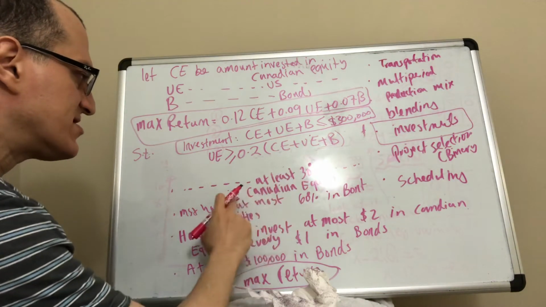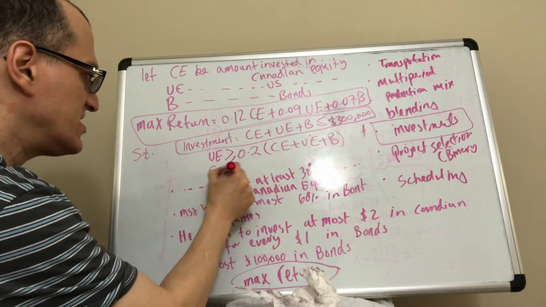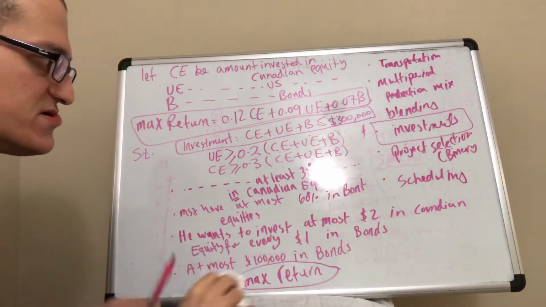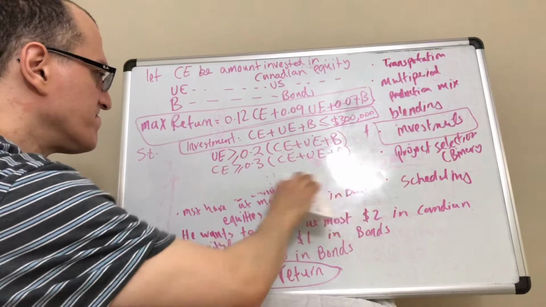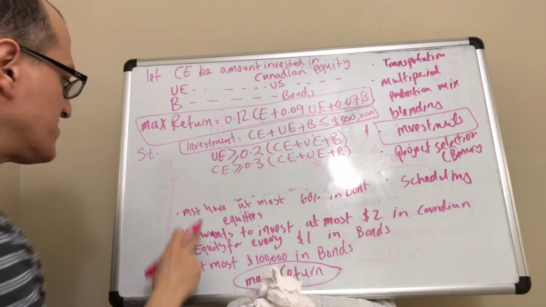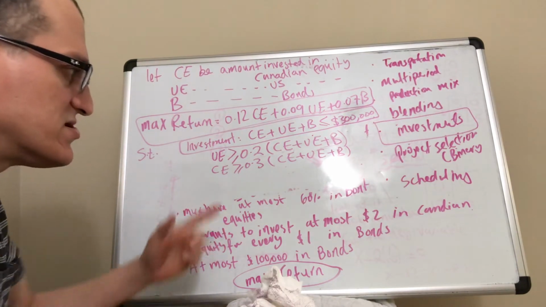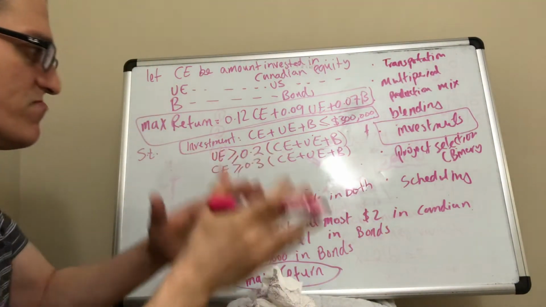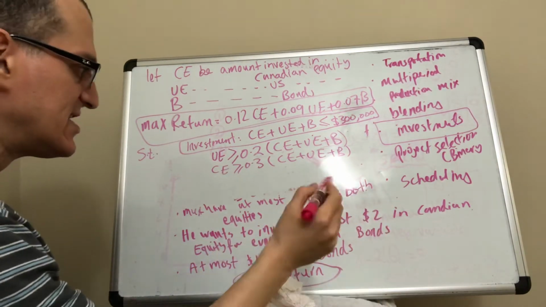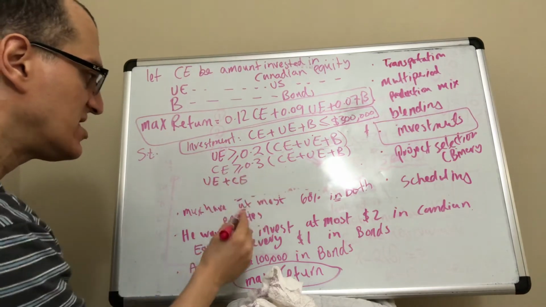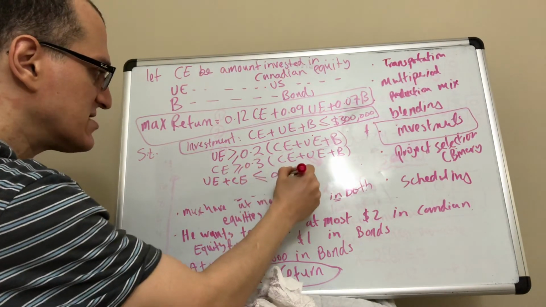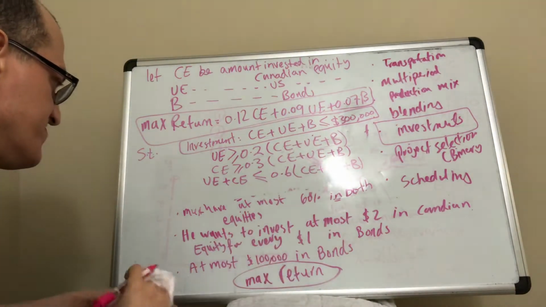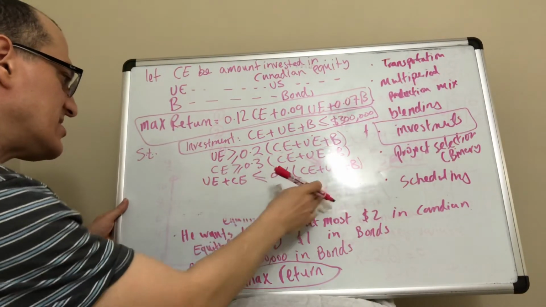And then again, at least 30% in Canadian. So in Canadian equity, you must have at least 30% of CEUEB. So we took care of the first 2. Must have at most 60% in both equities. So in both equities, we always start with what comes after the N, both equities. So what's in UE and CE must be at most 60% of the total investment, which is again CEUEB. Good. So they go to the next one now.